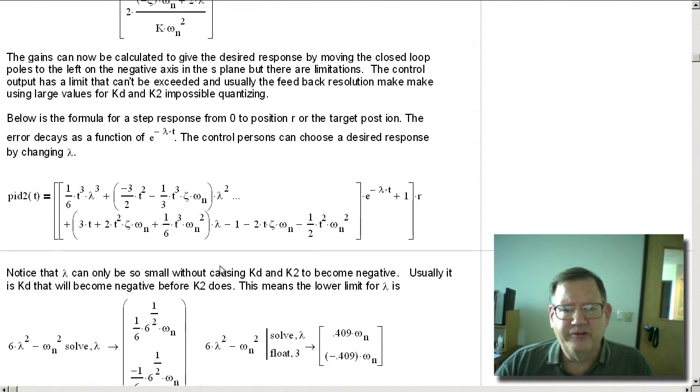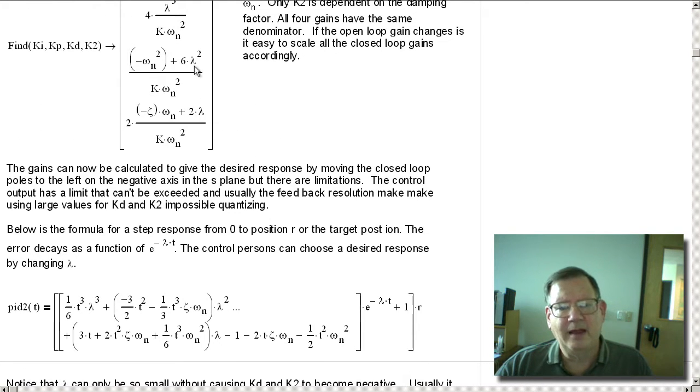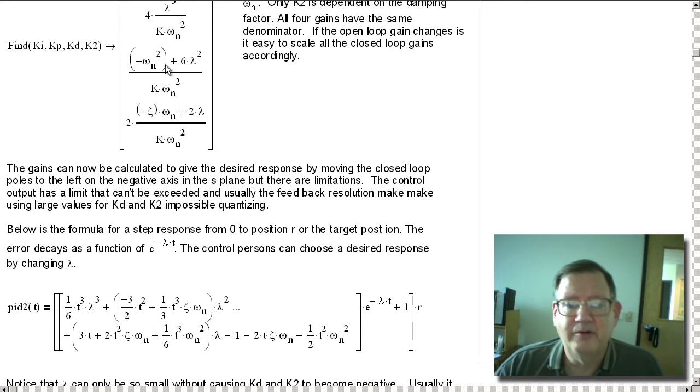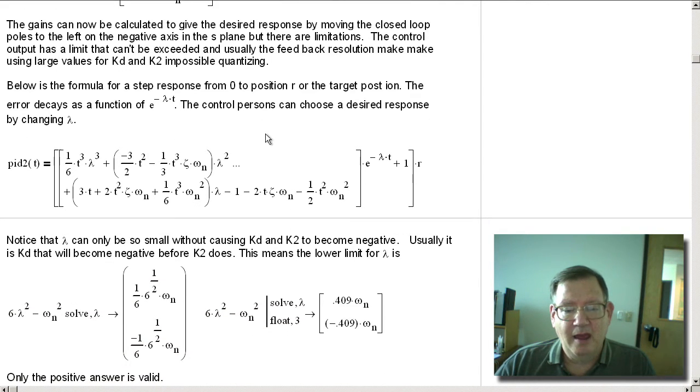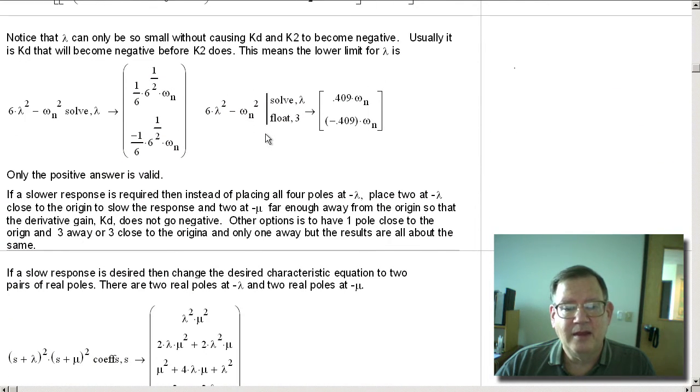There is a problem with this. You can see that it's possible that if lambda squared is too small relative to the natural frequency, the derivative gain can be negative, and that's not desirable. The same thing can happen here with the second derivative gain, but I can tell you that it's usually the derivative gain that goes negative first, so that is the limiting factor. And basically what that means is that lambda has to be 0.409 times the natural frequency. If you make lambda, the poles, any closer to the origin than that, the derivative gain will go negative.